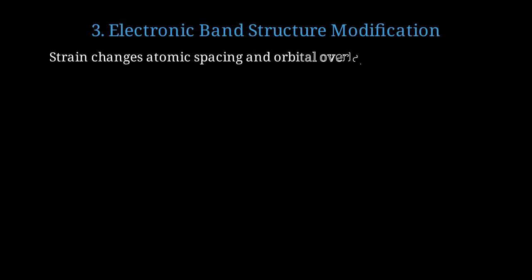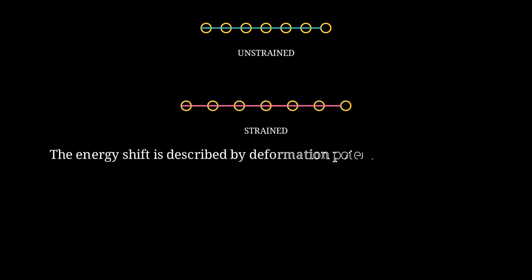Now let's explore how strain modifies the electronic band structure. When you strain a material, you change the distance between atoms, which directly affects how their electron orbitals overlap. In the unstrained lattice, atoms are evenly spaced. Under strain, this spacing increases, weakening orbital overlap and modifying electronic properties. We can quantify this energy shift using deformation potential theory. The energy shift delta E equals the deformation potential G times the strain epsilon.